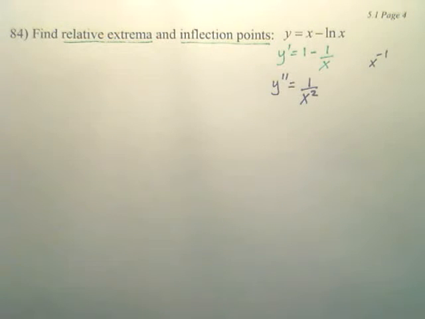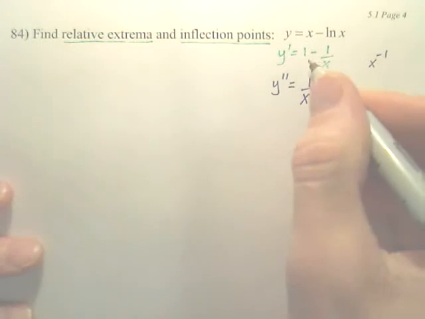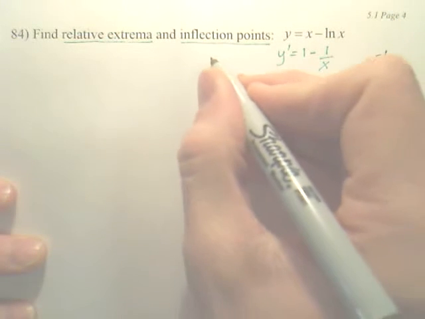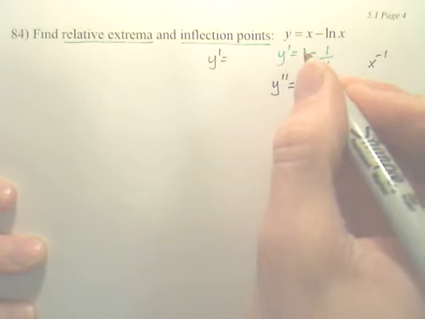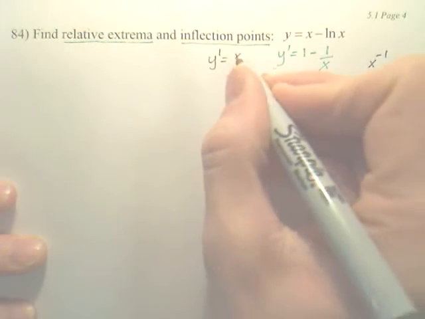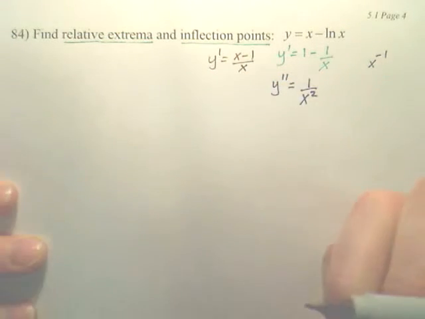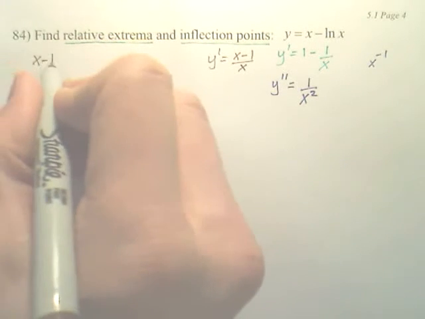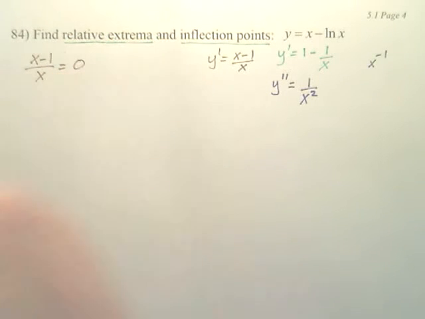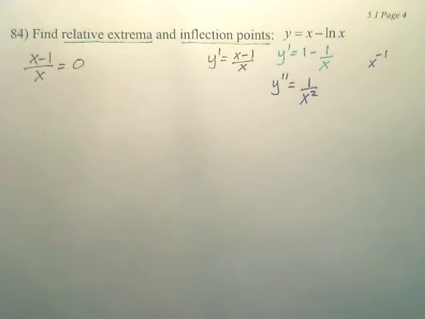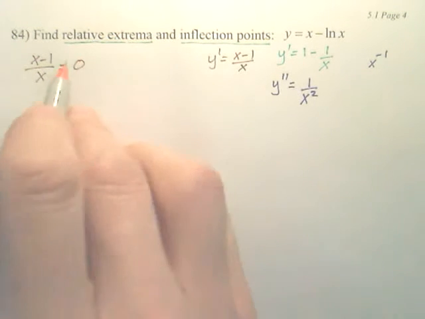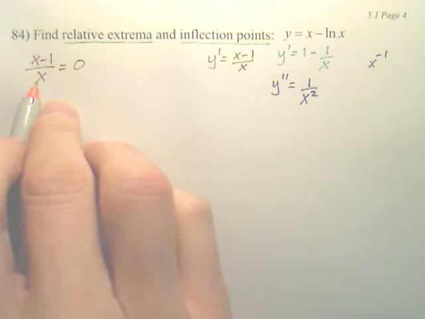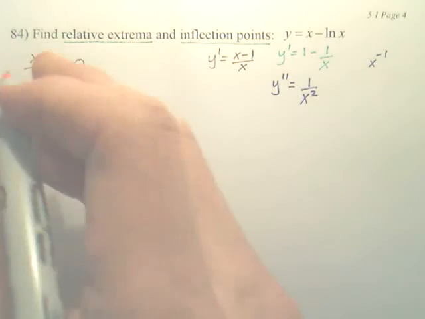Now, to set the first derivative equal to 0 for extrema, do I first need to get a common denominator? So I'm going to rewrite this one. Y prime, multiply top and bottom by x. Is that okay? These are the same. So, x minus 1 over x equals 0. To find the critical numbers, we set the top and the bottom equal to 0, because that's where the derivative equals 0 or does not exist.